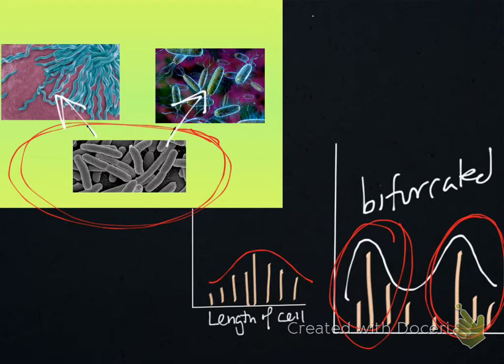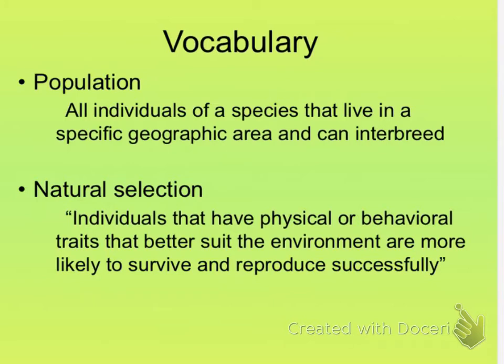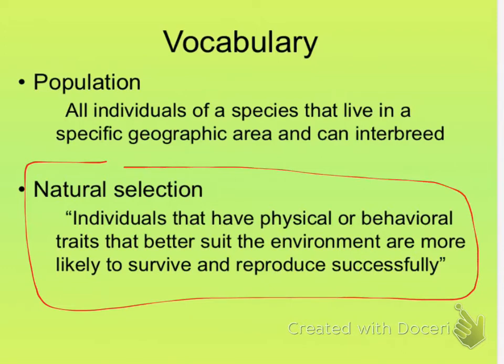Okay, we're going to talk a little bit about the span of time and how species form. We mentioned population. This was one of your vocabulary words: all the individuals of a species that live in a specific geographic area and can interbreed. And then we've got this term, natural selection. When an individual has something that suits the environment really well, they're more likely to live. They're more likely to reproduce successfully. That's kind of the heart of evolution.